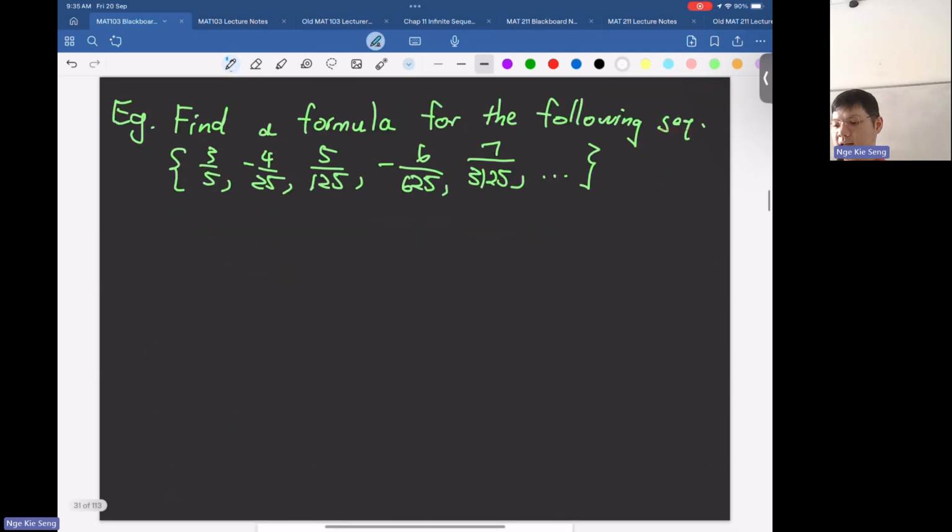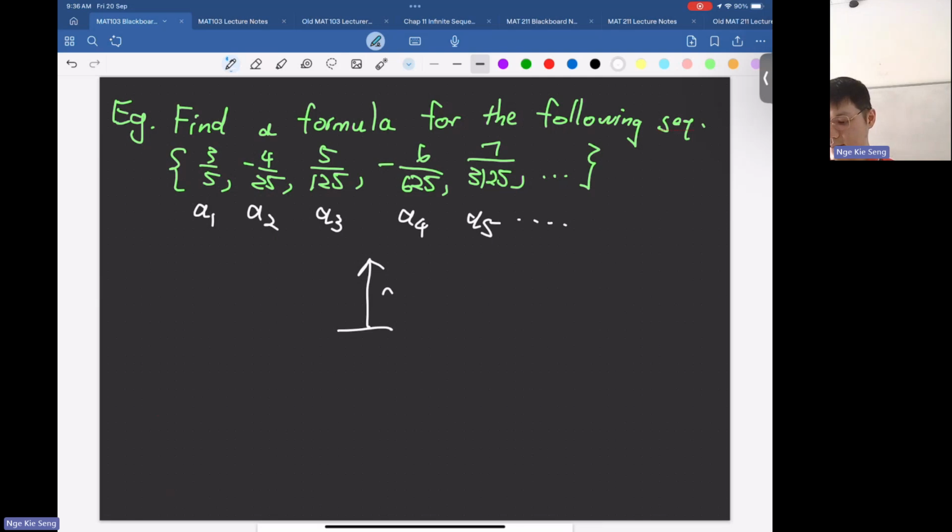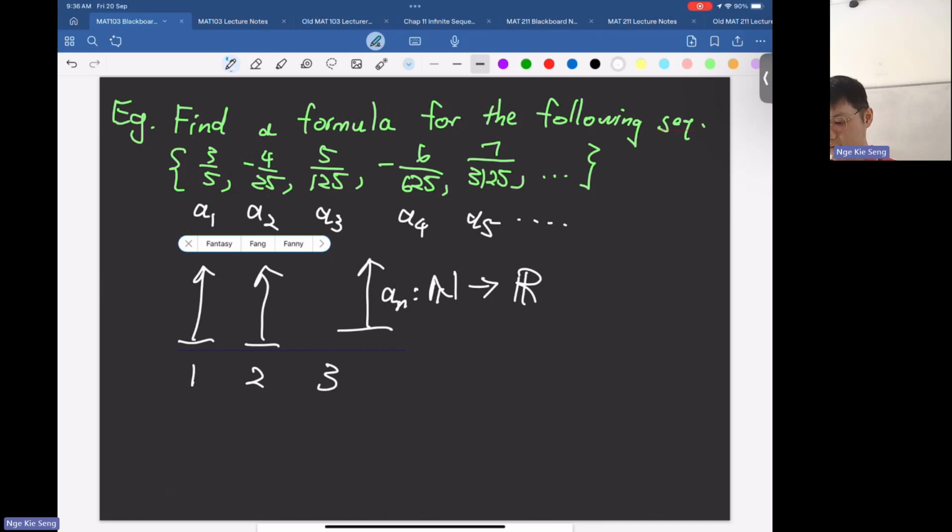All right. Next, how about this? Find a formula for the following sequence. Like what Jiantong say, we want to see sequence as a function, right? I want to say that A1 is this term, A2 is this term, A1, A2, A3, A4, A5, and so on. So we want to figure out a function, A_n, from N to R. So how do I send 1 to 3 over 5? How do I send 2 to minus 4 over 25, and so on? In a meaningful way.